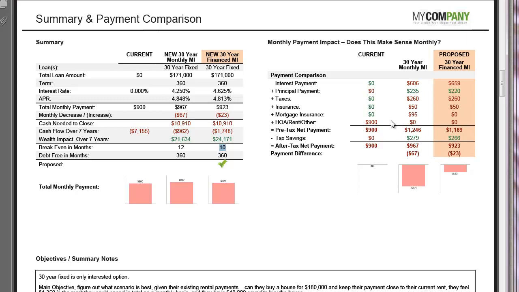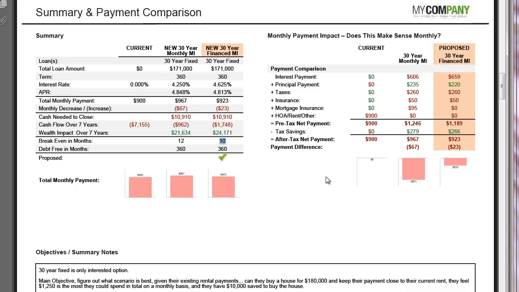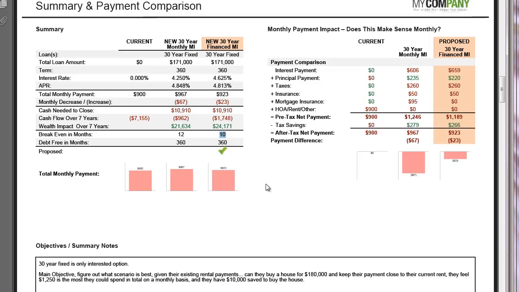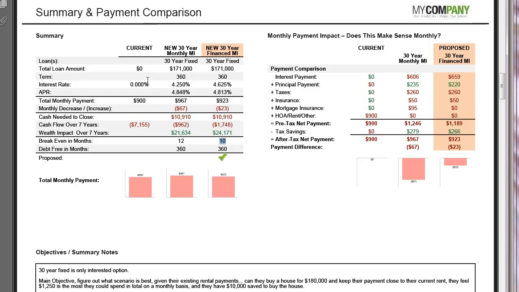That's not the total payment. No, your total payment is $1,246 and $1,189. But you're going to generate $279 and $266 in tax savings you wouldn't get from renting. So you're going to feel like you're paying $967 and $923 on an after-tax basis. And I can see that visually, a scenario mapped out here. And I also have all of my notes that I put in the software right here on this page. So with one page, I can do a very good job presenting the client these two options. And again, I can do up to 4 scenarios side by side.